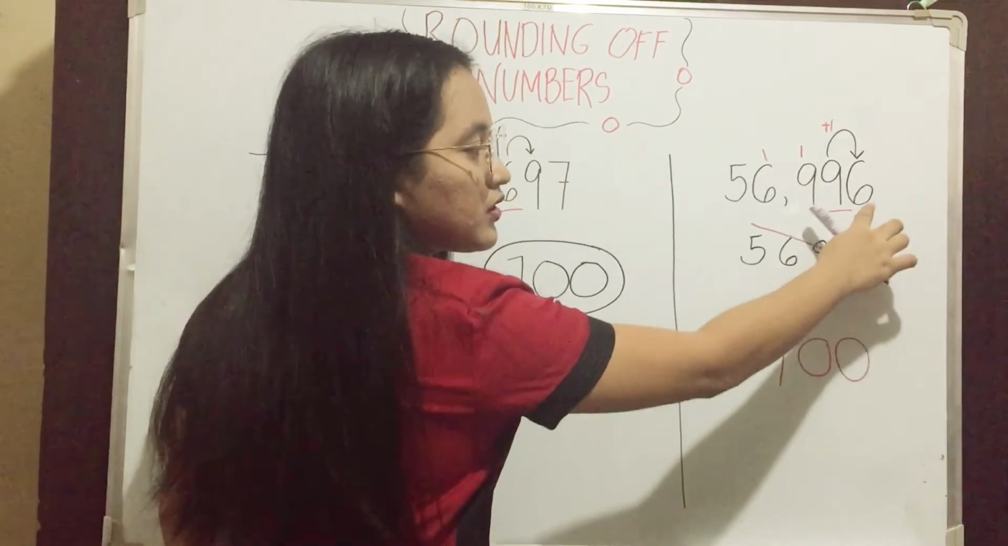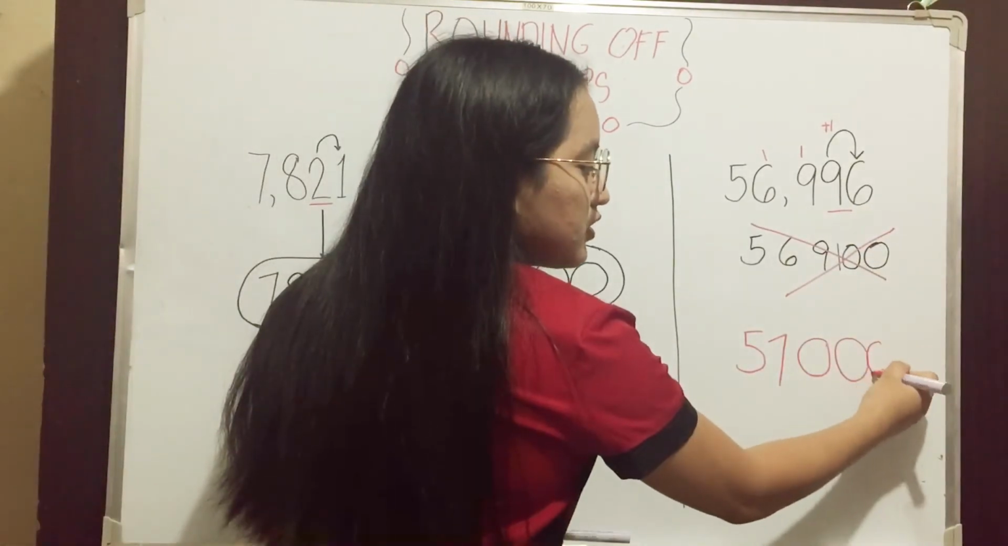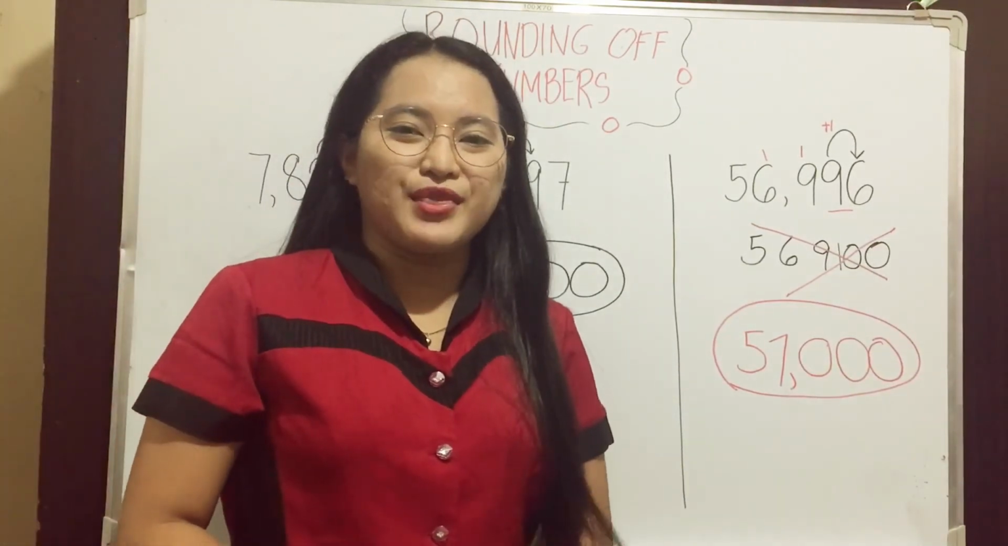Now, what will happen to 6? Very good. It will become 0. So, our final answer will be 57,000.